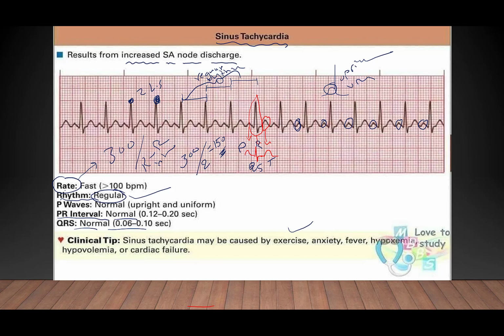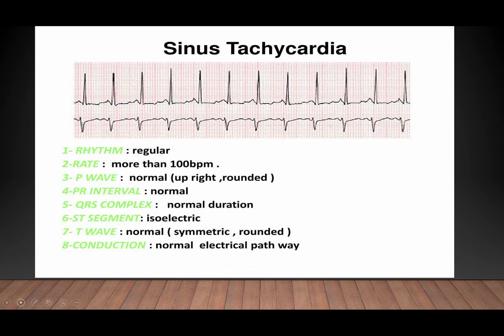Here we have some important notes that we have to know. Sinus tachycardia may be caused by exercise, anxiety, fever, hypoxemia, hypovolemia, or cardiac failure. Here is another ECG which is also called sinus tachycardia. Why? Because the rhythm is regular, and the rate is more than 100 beats per minute, so it's called tachycardia.